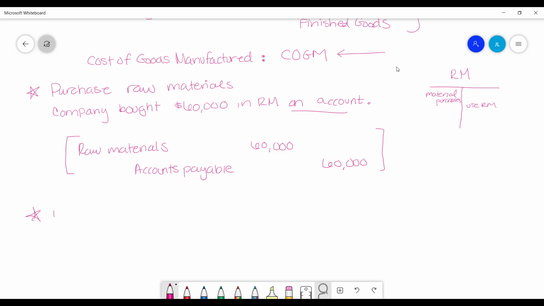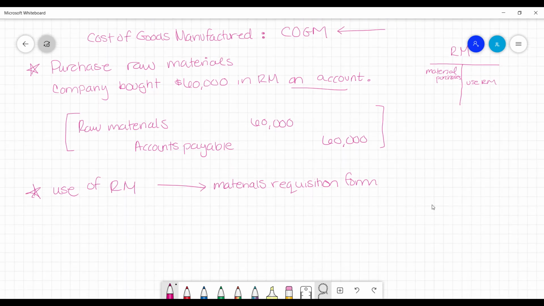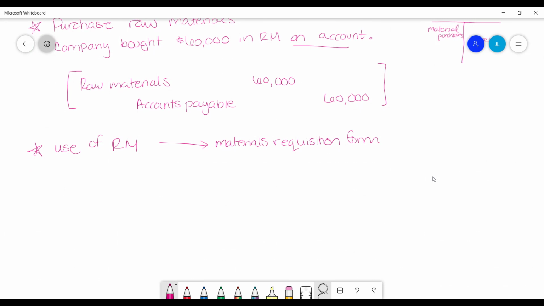But what about when I use them? What about use of raw materials? Well, when you use raw materials, the first thing you're going to have to do is fill out a materials requisition form. And there's an example of that in your book. And that just basically helps to keep track of inventory. And this is what I'm taking out of inventory and what I'm going to be using it for. So that's something that needs to be done on the managerial side.